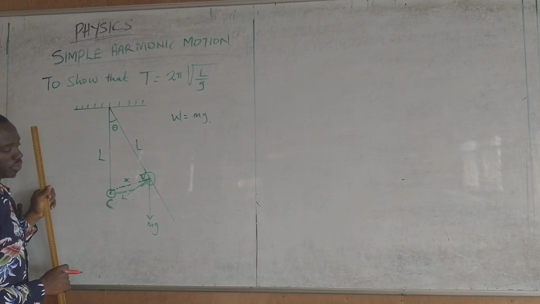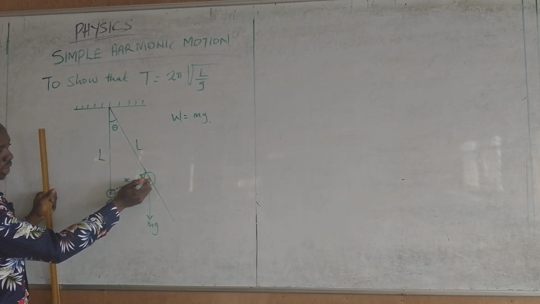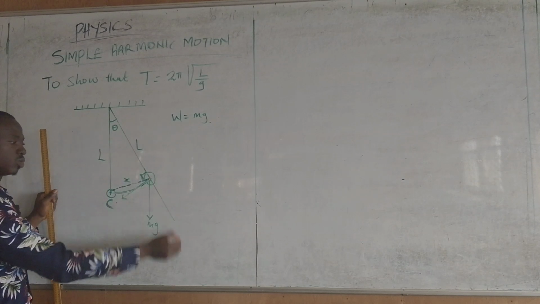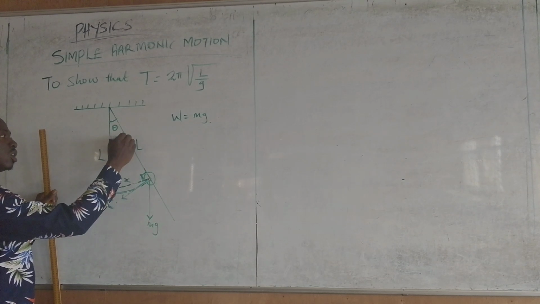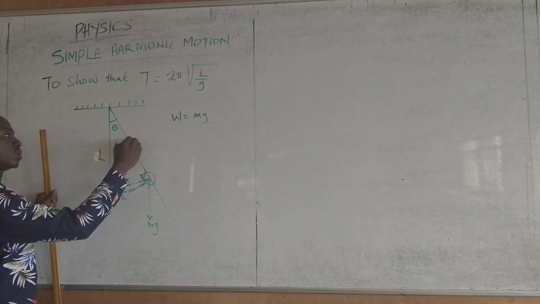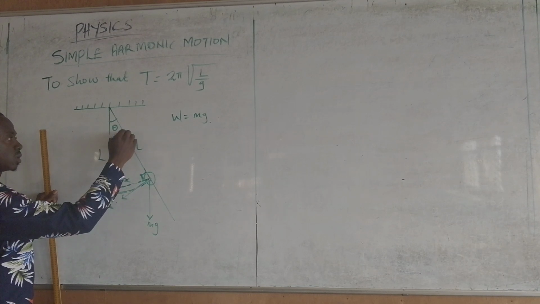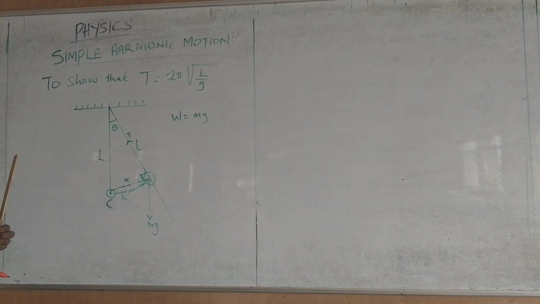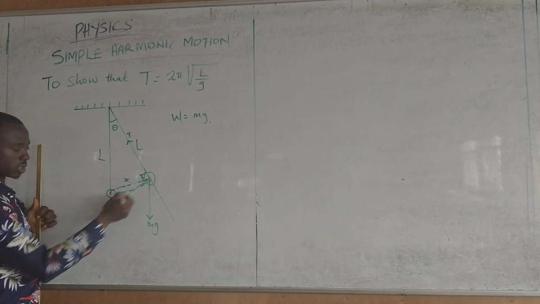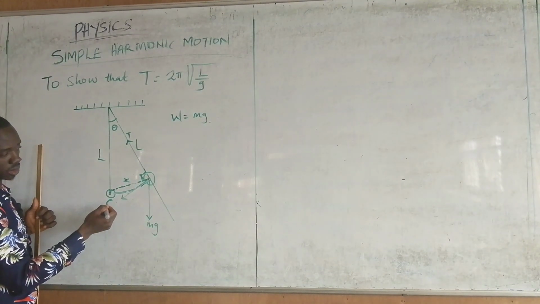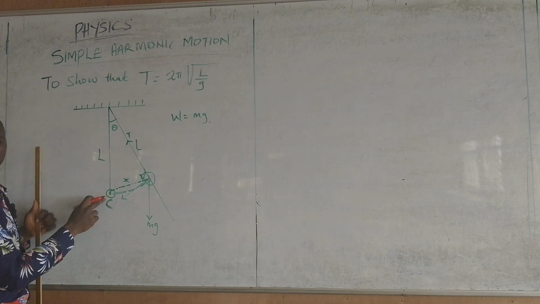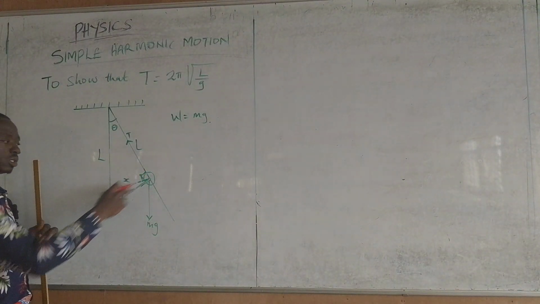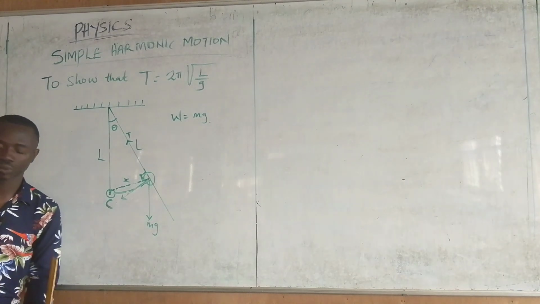Now if you look at it very well, this line, this X, is perpendicular to the rope. So there's also a tension on the rope, tension T, which is upward. Okay, so the bob is moving along this path, right? Towards what? Towards the center. It's tangential to this arc. The path along which the bob moves is tangential to the arc.